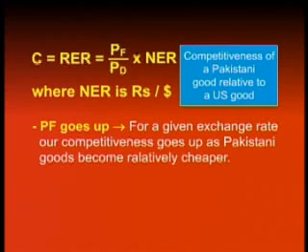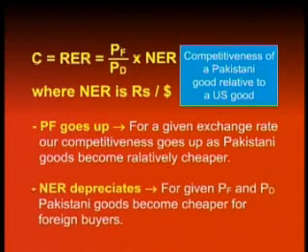For any given exchange rate, therefore, our competitiveness improves. Now, what happens if PF over PD is constant, but the nominal exchange rate depreciates? That is, there are more rupees that are exchanged for any single dollar. That is, if the exchange rate depreciates from 58, let's say, to 65, that will have the impact that US consumers will be able to buy more of Pakistani goods. That is, Pakistani goods will become cheaper for US consumers.